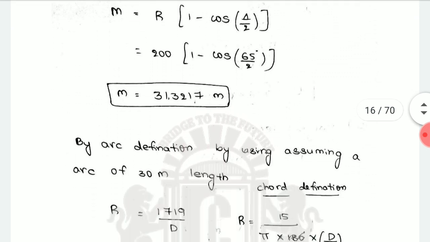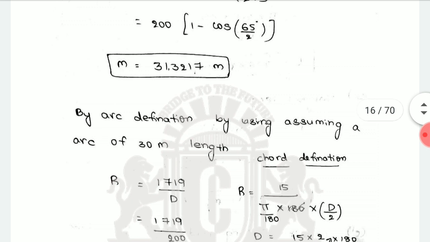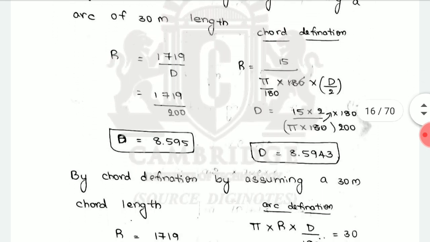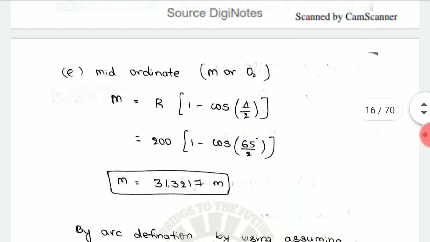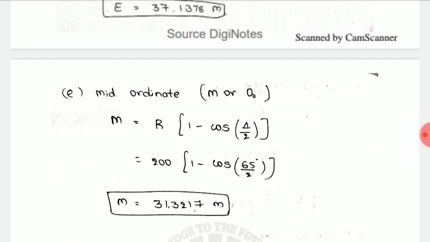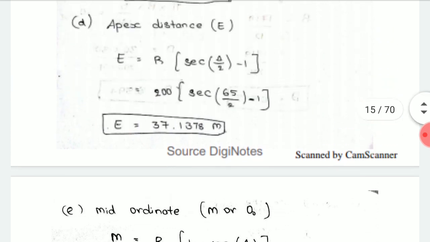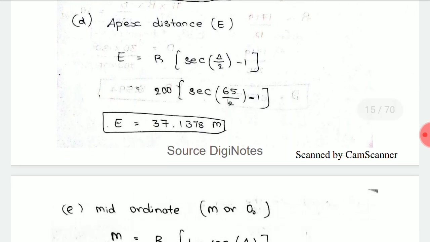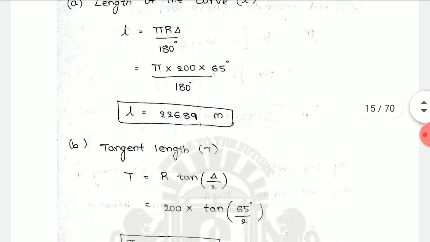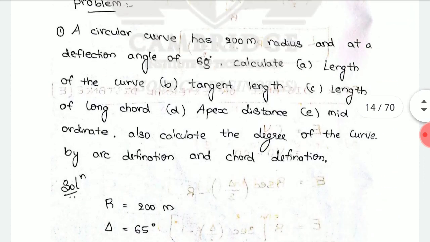If I use the arc definition or chord definition, the derivation goes on changing, but up till here you can do it. So he has asked you to calculate only this much: length of the curve, tangent length, apex distance, length of long chord, and mid ordinate. So this is a simple problem where we calculate the basic components of the curve, that is length of the curve, tangent length, length of long chord, apex distance, mid ordinate.